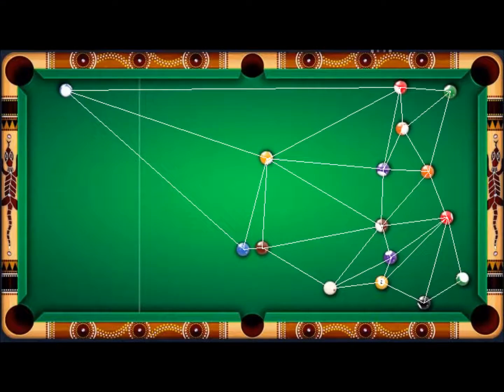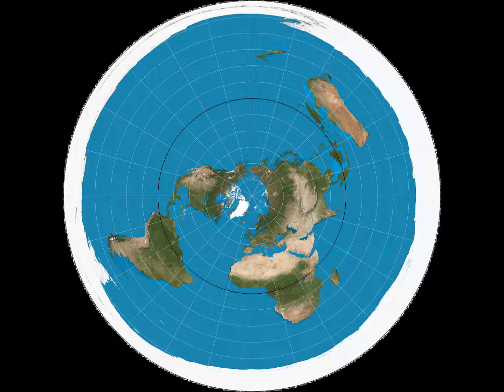The earth is supposed to be flat like a pool table, and each ball on the table or each city on the flat earth can't be in more than one place at the same time. And the AE map, for all its faults, at least it shows each city only once.